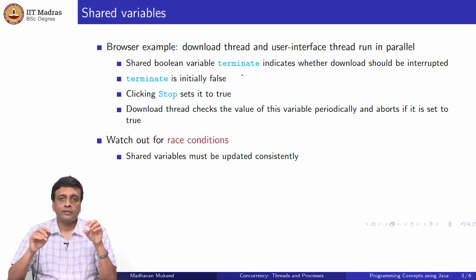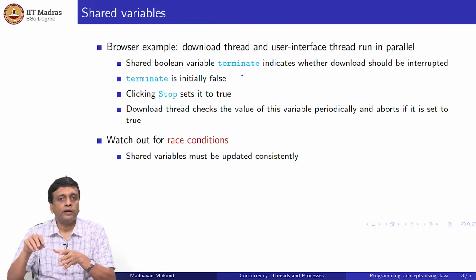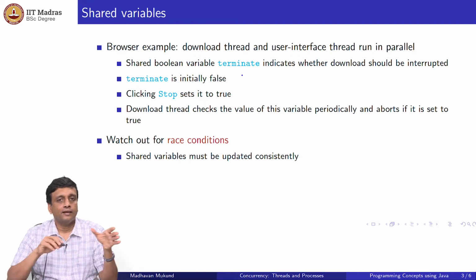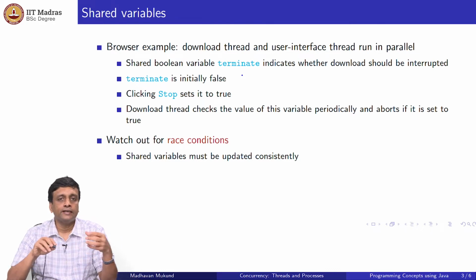So what we will see is that this requires a little bit of care, because in our situation we had one user who is pressing cancel and we had one process which is checking this variable terminate. So there is little scope for confusion, but in general, if we have many threads and they are trying to update some variable at the same time, then we could have what is called a race condition.